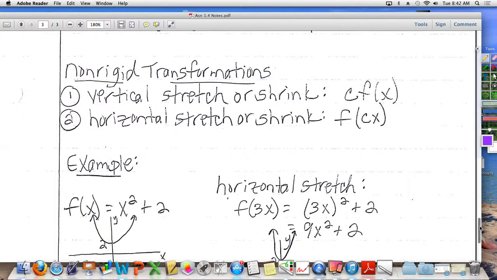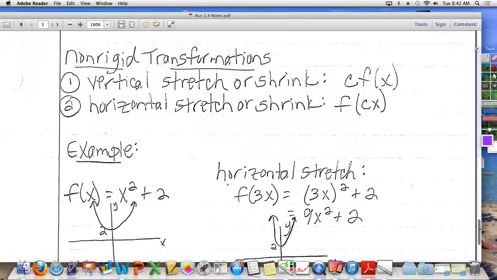Non-rigid transformations. So in other words, you're shrinking it or stretching it. When I say stretching it, it's like you're pulling it this way. A vertical stretch or shrink just means you take the value of the function, instead of just making it the opposite of what it was to begin with, you multiply everything by some value of c, meaning some constant number like 5 or 10 or a half or something. You just multiply everything in the function by c.